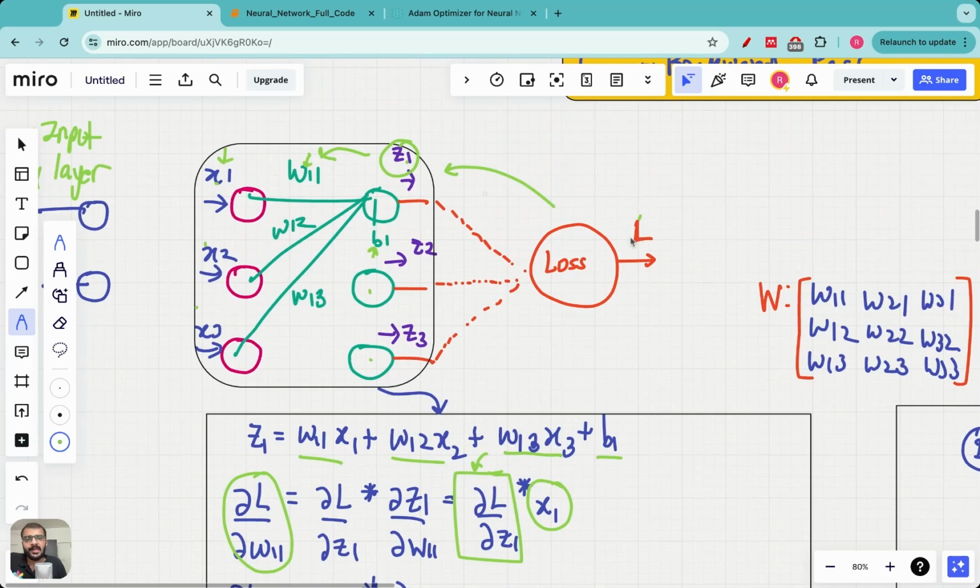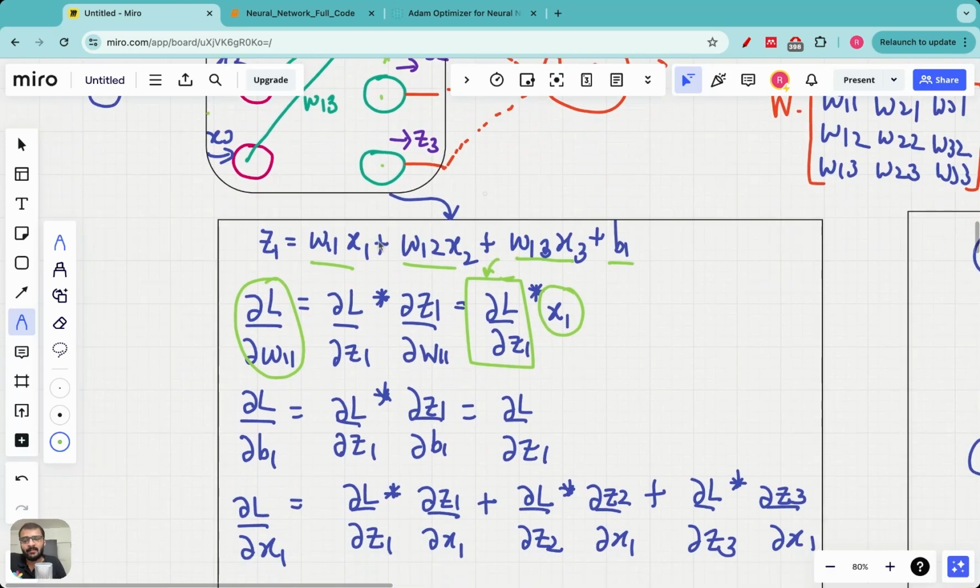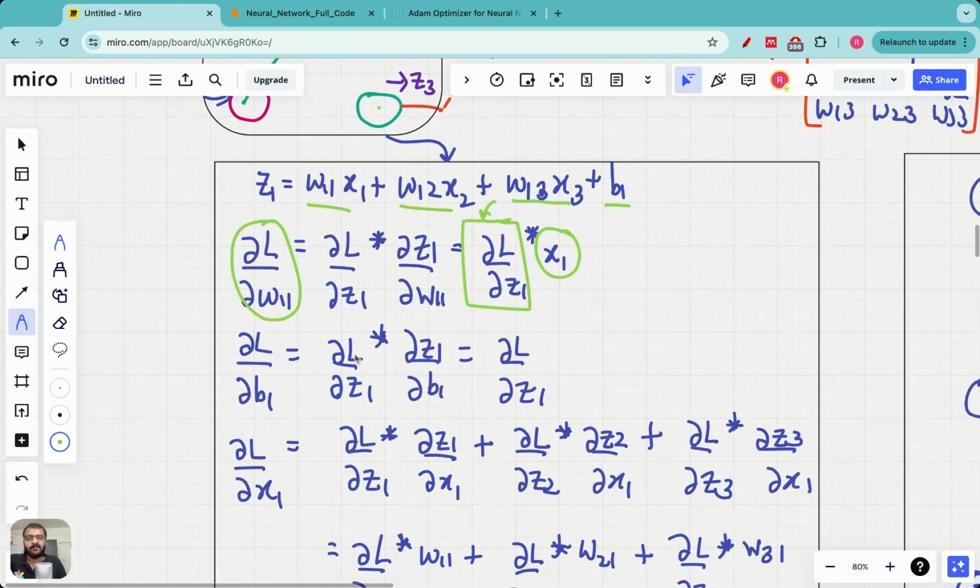To find the partial derivative of loss with respect to b1, we employ the same thing. We first find the partial derivative of loss with respect to Z1 and then multiply with the partial derivative of Z1 with respect to b1. And remember, Z1 depends on b1 like this. So the partial derivative of Z1 with respect to b1 is just 1. So the partial derivative of loss with respect to b1 is just the partial derivative of loss with respect to Z1, which is the output of that neuron.